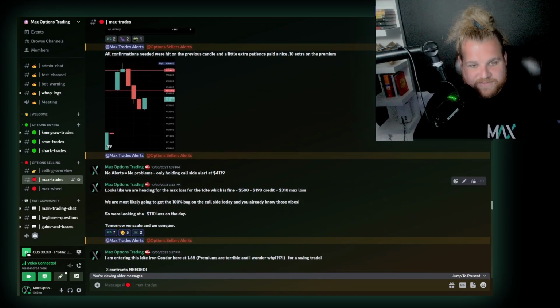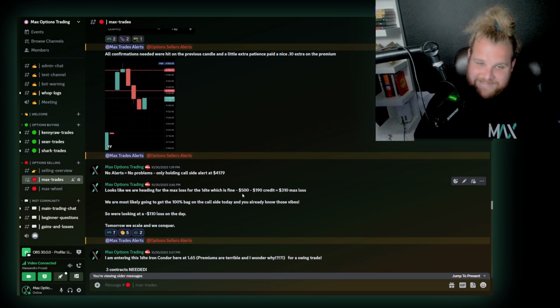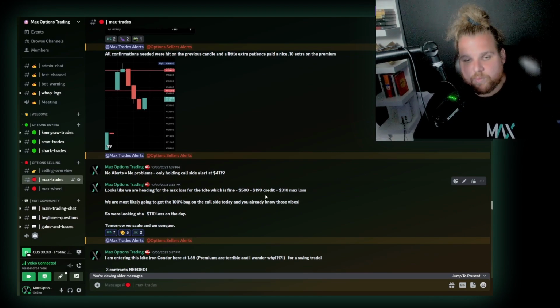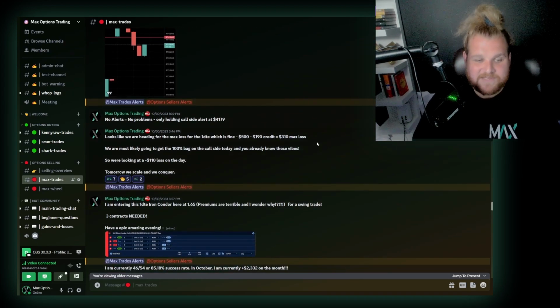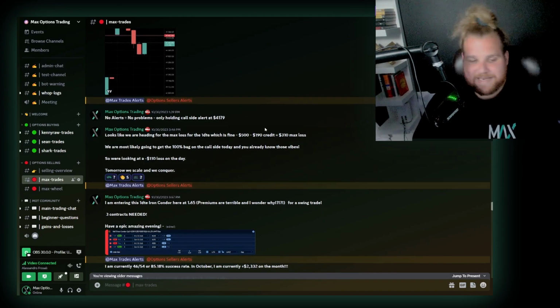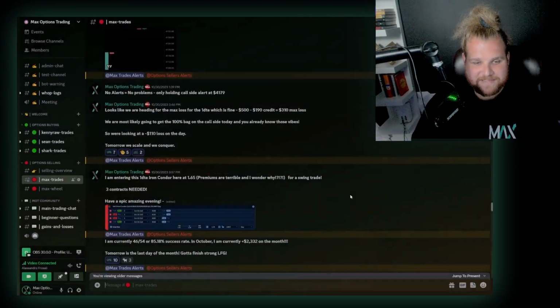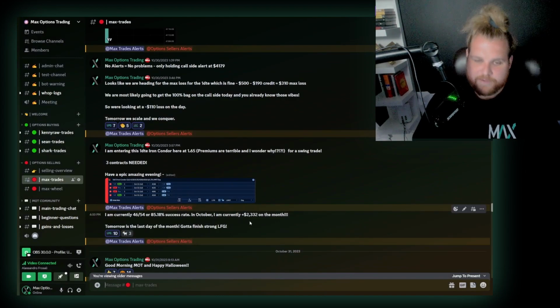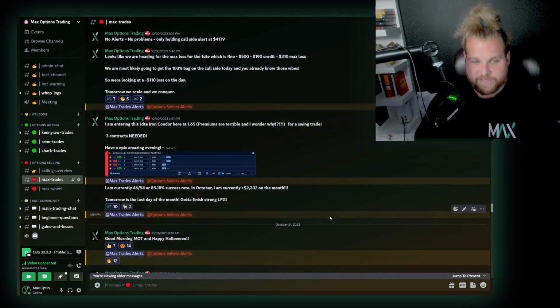1:33 p.m. Looks like we're heading for the max loss on the one DTE, but those call sides we won. So we're looking at a $110 loss on the day. That's a win to me. That's always going to be a win to me. So I lose the one DTE and now I'm able to scale up the contracts a little bit. We're up 2,300 on the month. So you could see the consistency here. Everything's logged. Everything's shown. Double logged through Excel so I could scrape data.